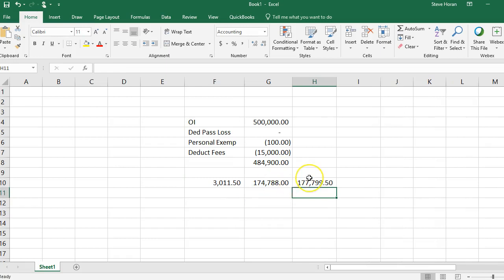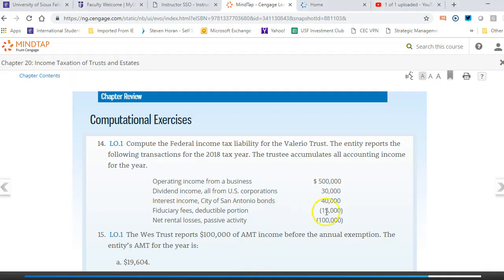So my tax is $177,799.50. Just watch when you enter something like that in the Cengage. It probably just wants you to do the whole dollar and not down to the penny. So I would guess it wants $177,800. And then you have tax on dividend income. We haven't talked about that yet.